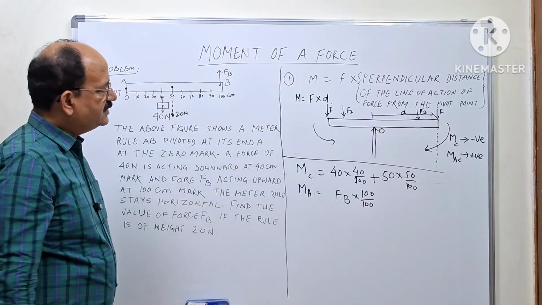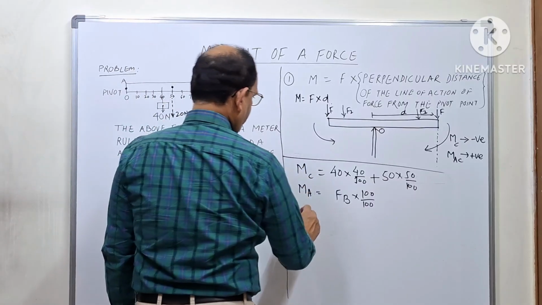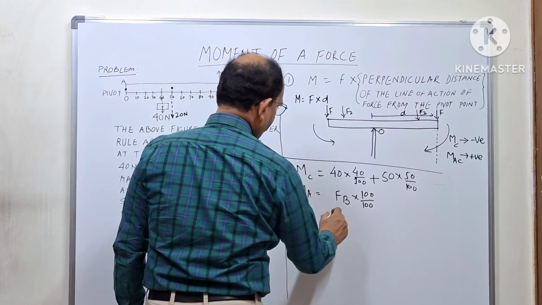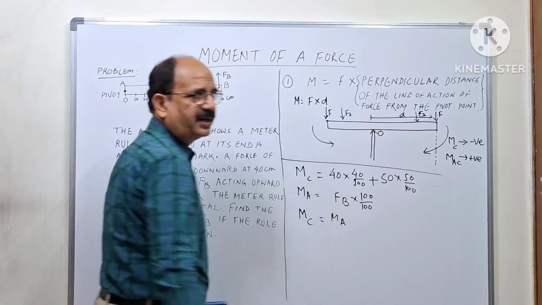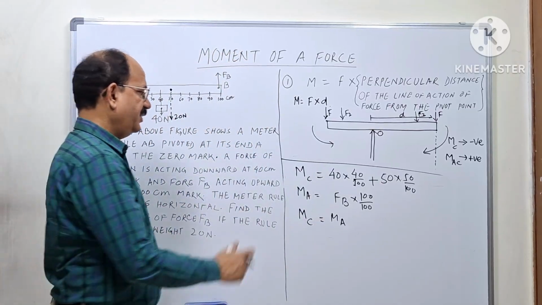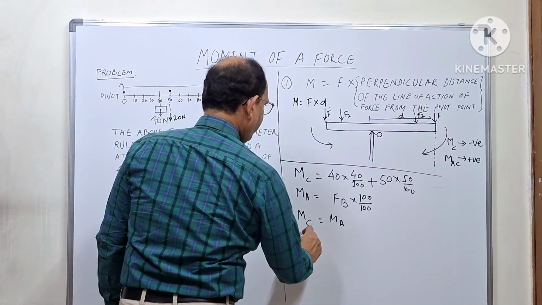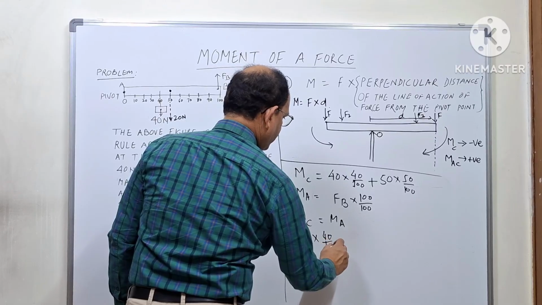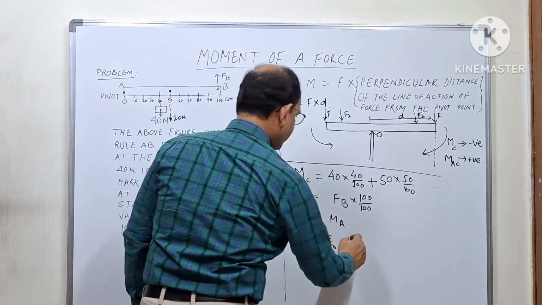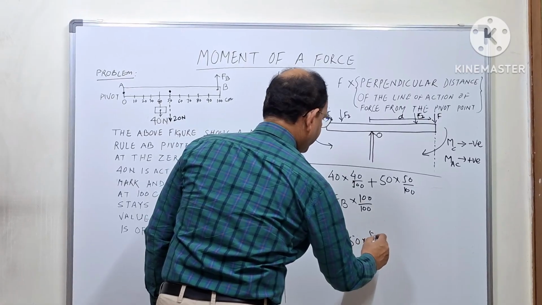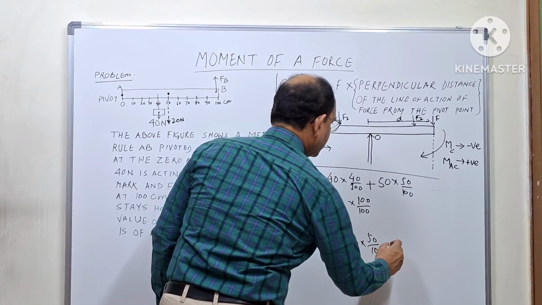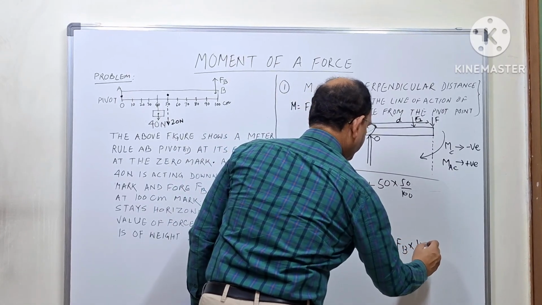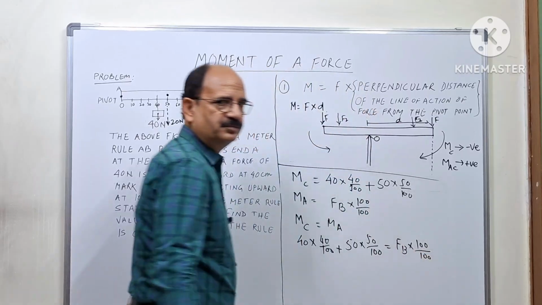Right? As per the principle of moment, all the moments in clockwise direction must be equal to all the moments in anti-clockwise direction. And therefore, 40 into 40 by 100 plus 50 into 50 by 100 must be equal to FB into 100 by 100. Correct?